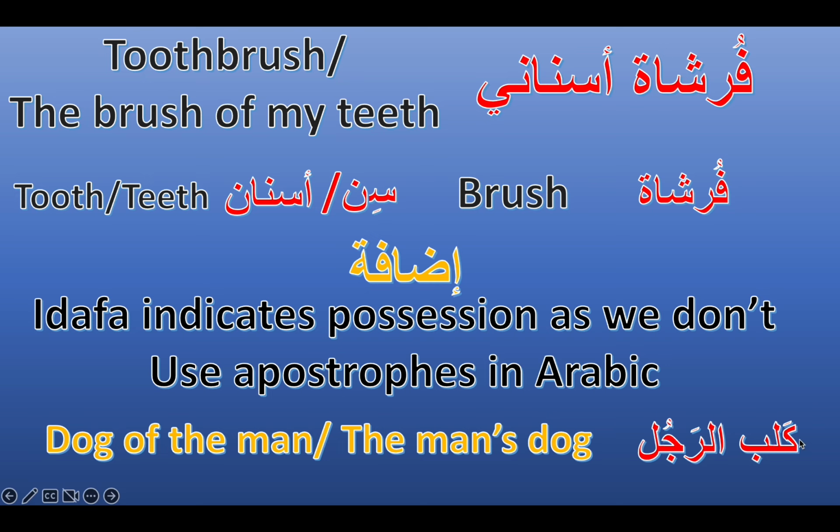By the way, we don't need to say al-kalb al-rajul, the man's dog, the dog of the man, because we know that the construction, the idafa, is already definite because the second noun has the al. So we don't need to do al-kalb al-rajul. We just say kalb al-rajul. If we wanted to say a man's dog, we would say kalb rajul because it's indefinite. But we'll see this in more detail, idafa, because it comes up a lot in Arabic.